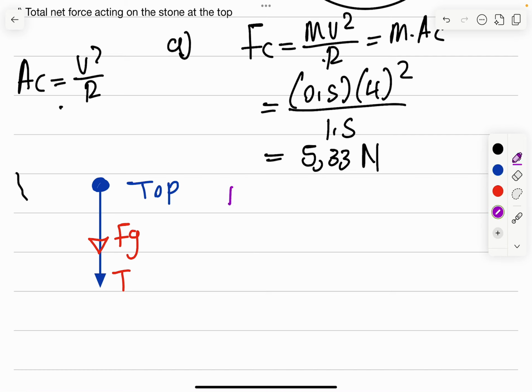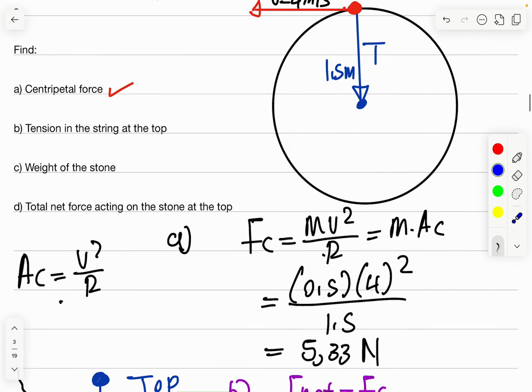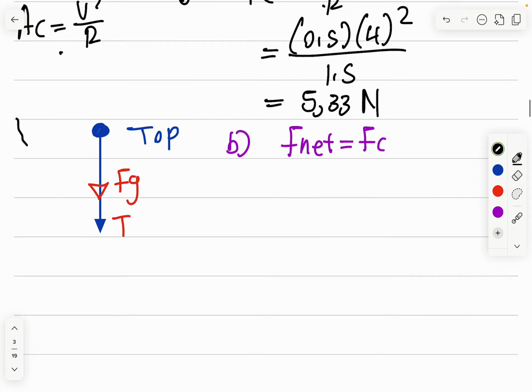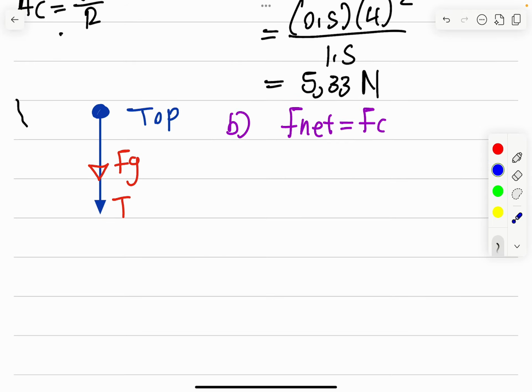B. When you are applying this formula of F net equals the centripetal force, you must choose the forces that are going to the center of the circle. The forces going to the center of the circle only, you must choose them to be positive. For this instance, these two forces are going to the center of the circle, meaning they have to be positive, all of them.